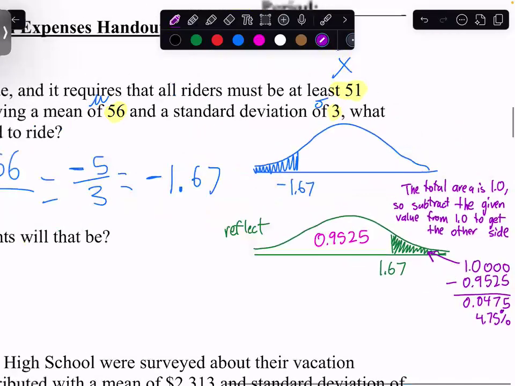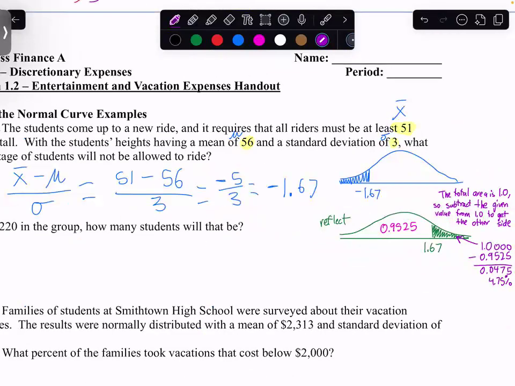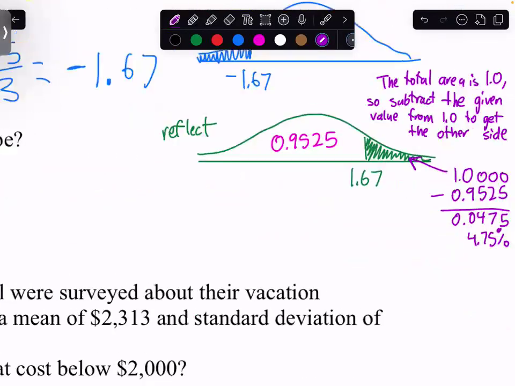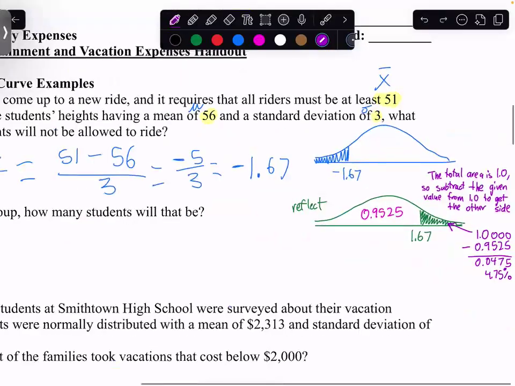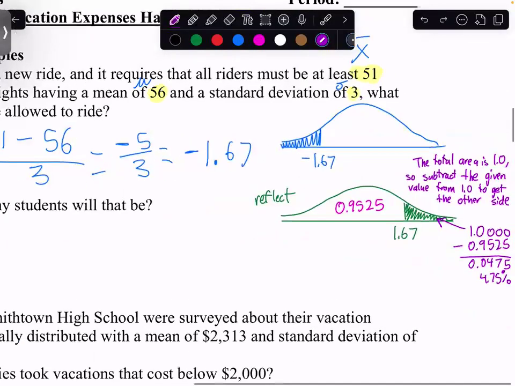Okay, so that answers the question: what percentage of students will not be allowed to ride? 4.75% won't be able to go on the ride because they don't meet the minimum height requirement.